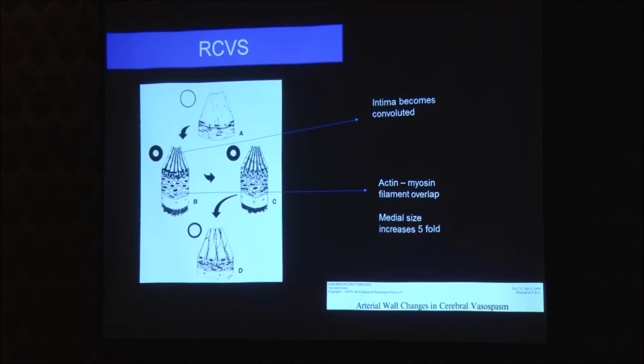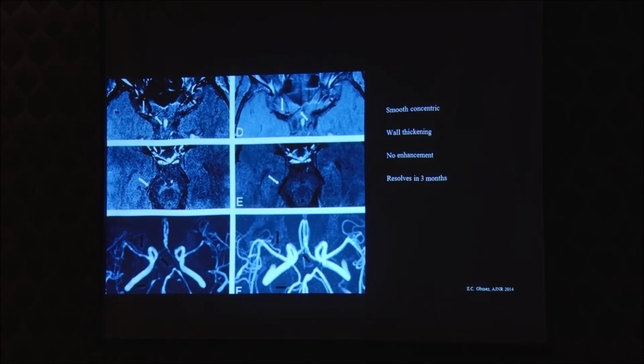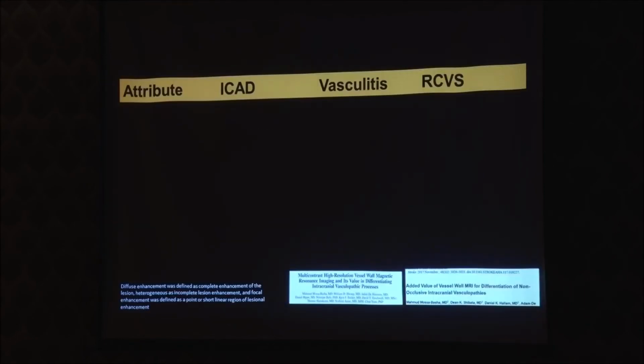Now, moving on to RCVS, I had mentioned here, it is medial wall thickening because the actin and myosin filaments overlap. There is 5-fold increase in the size of the thickness of the artery, diffuse involvement of the middle cerebral artery. Generally, there is no enhancement in RCVS, so that is easy to make out.